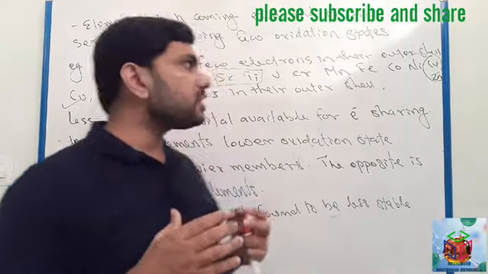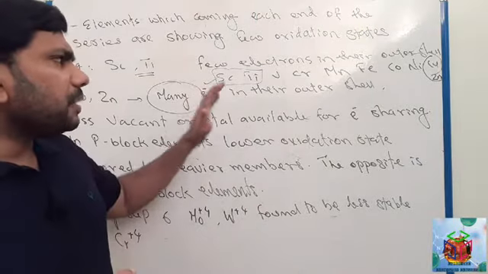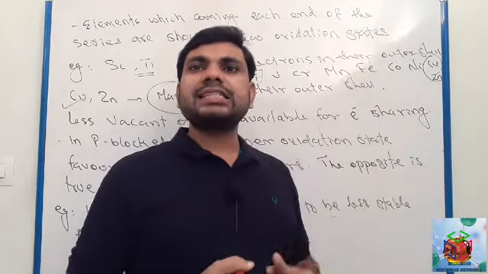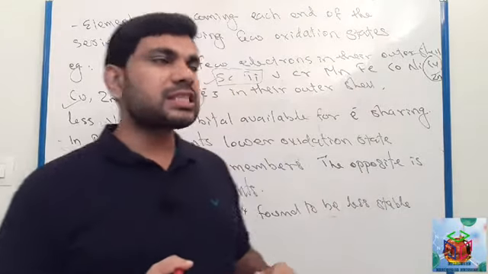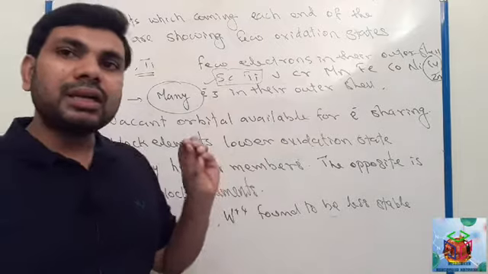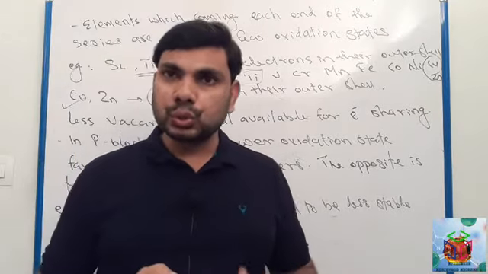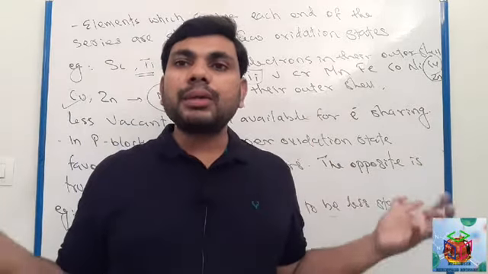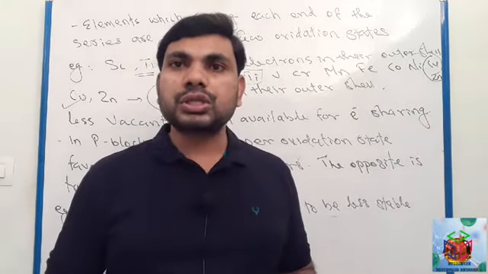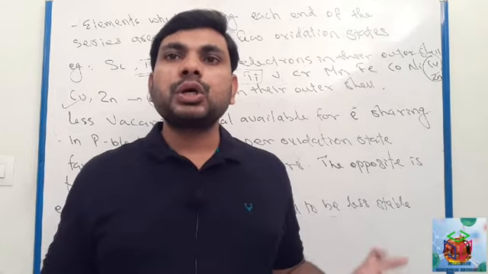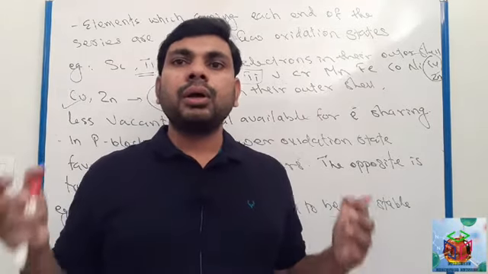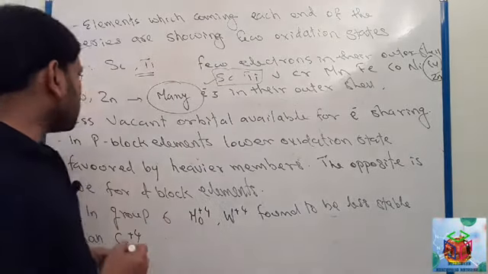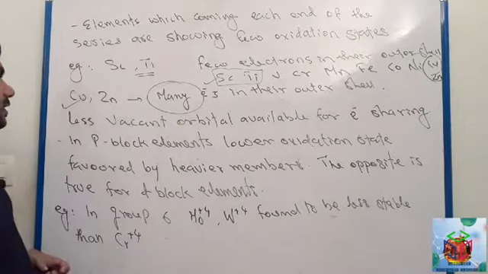So generally we say the elements at each end of the D series show fewer oxidation states. In the beginning they have few outer shell electrons to lose. At the end they have so many electrons in their outer shell that there is no vacant orbital for overlapping or electron sharing. So this is about the number of oxidation states.